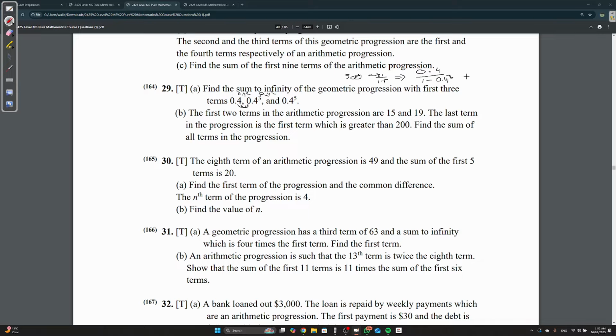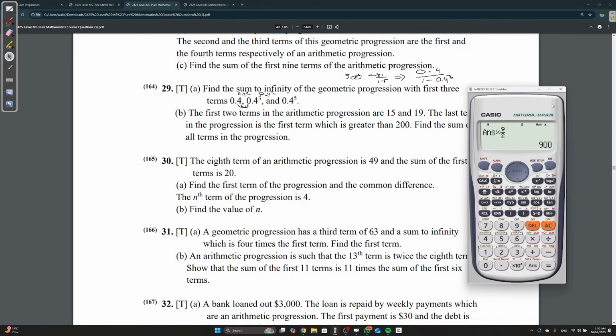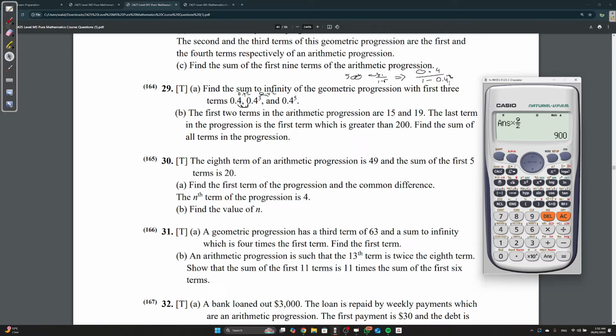Why squared? Because that's the ratio, not like the ratio itself is 0.4 squared, not 0.4, which is R and then R squared. No. It's just the ratio itself is 0.4 squared. So 0.4 over 1 minus 0.4 squared.